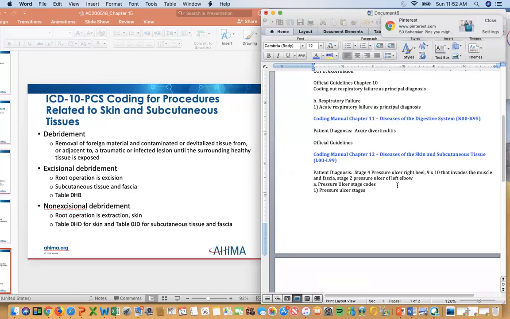So we have a stage 4 pressure ulcer, right heel. So we're going to start with stage 4, and we're going to go to heel. And it looks like our code will be L89.6. So I might want to write that down, L89.6. We have stage 4, so then let's hit our tabular and look at L89.6.